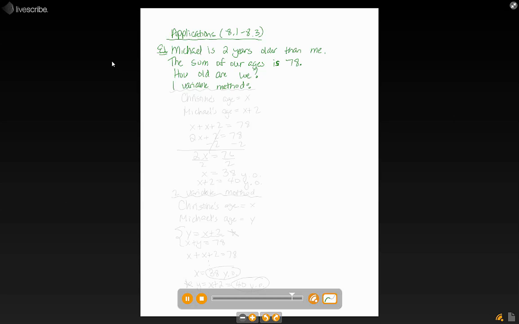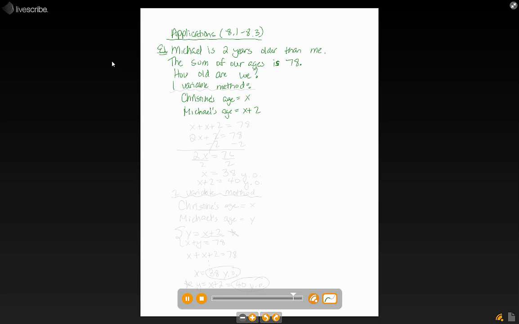Since it asks for how old are we, there's 2 unknowns here, right? So you write Christine's age and Michael's age. And since we're using one variable method, which one do you want to let X be? Me, because Michael's 2 years older than me. So if you know me, it's easy to get Michael. So you usually let X be the one that you need to know first, right? And then how do you get Michael's age? X plus 2. So notice we're using the same variable twice.